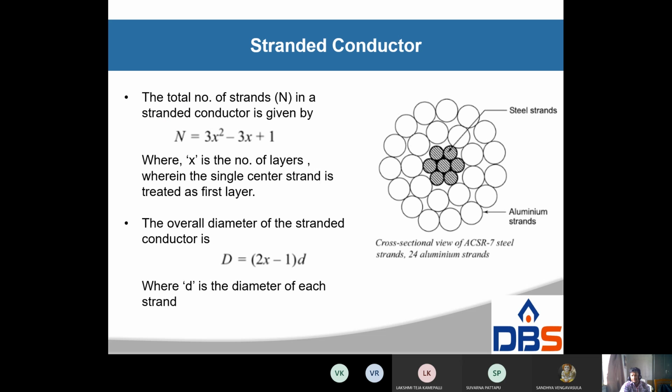So this is the ACSR conductor: steel strands below, aluminum strands above. This is the most important formula. How many strands are available in a given ACSR conductor? n is equal to 3x square minus 3x plus 1, where x is the number of layers. Note down this formula; it is used in competition exams like GATE, GENCO and TRANSCO. The overall diameter of the ACSR conductor is 2x minus 1 into d, where small d is the diameter of the strands.